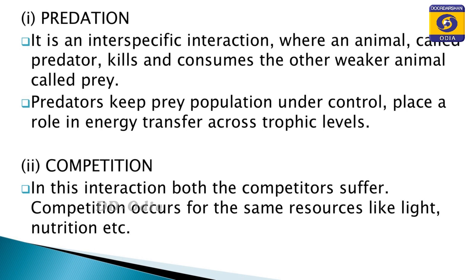Predators keep the prey population under control. If you visit a deer park, any deer park around you, you will find that if the deer park started with 2 or 3 pairs of deer, within the next 2-3 years the population will grow like anything. If it is not kept under control, they will grow a lot.